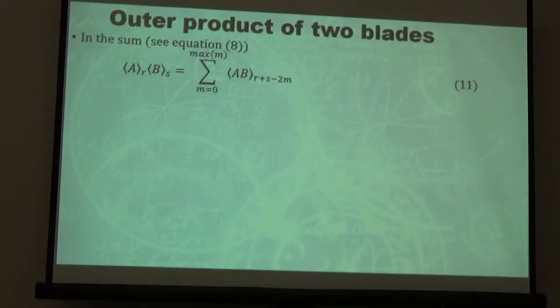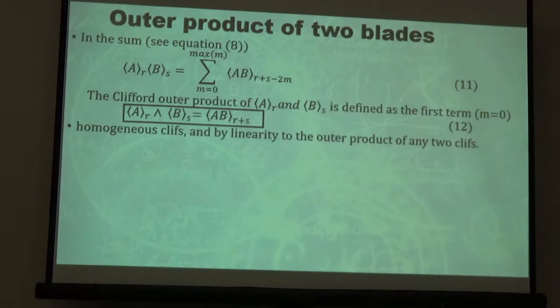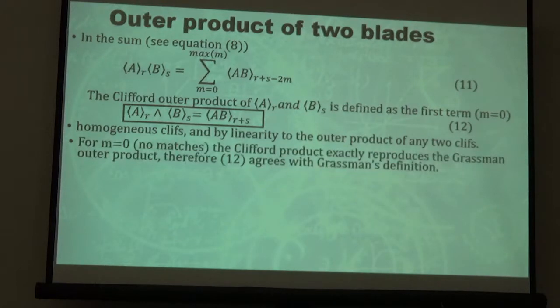Okay, and we continue the cliffs over the outer product. A_r and B_s is defined in the first term for n equal to 0. So if we have no matches, this is what happens. That's the situation with no matches, and that would be similar to what would happen with Grassmann. So homogeneous cliffs, the linearity of the two outer products of any two cliffs. For n equal to 0, as I said, no matches, and this would agree with Grassmann's definition.